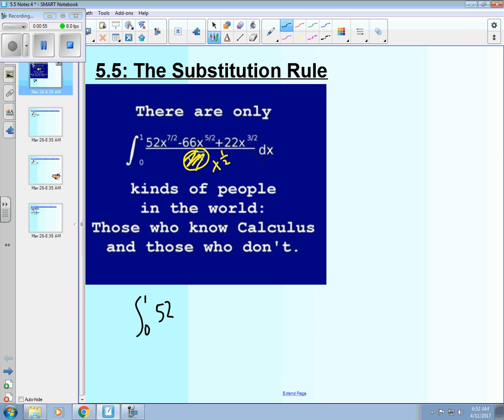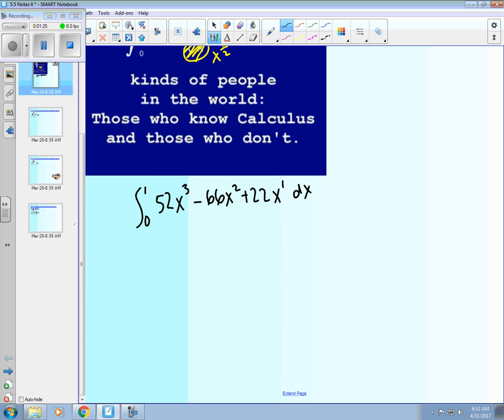If we divide x to the 7/2 by x to the 1/2, remember you subtract exponents when you're dividing, so that would be x to the 6/2 or x cubed. The next one, if we subtract the same way, would be 5/2 minus 1/2, which is 4/2, or x squared. The last one would be 3/2 minus 1/2, or 2/2, which is the same as x to the first. It's a much easier integral now to simplify.